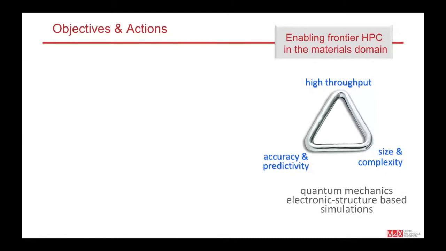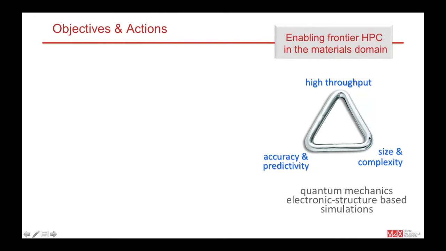because I think there are a lot of similarities between what you are planning to do and what is done here. So about objectives and actions, the main point is enabling the use of frontier HPC systems in the materials domain, with a special focus on electronic structure methods.